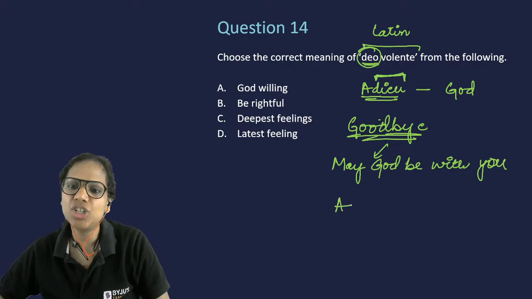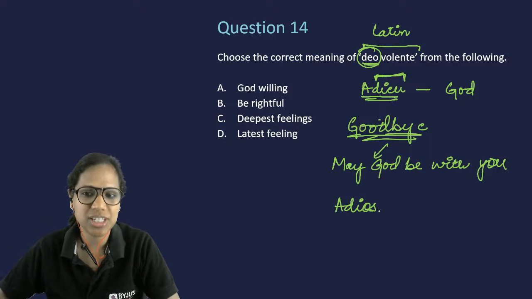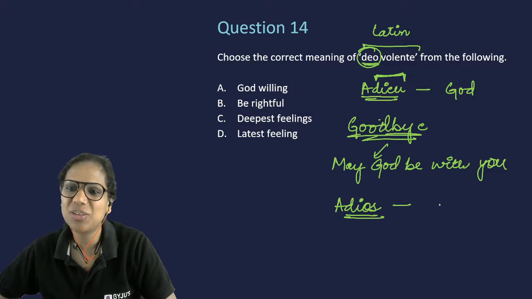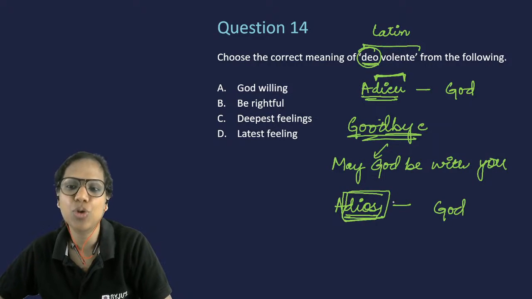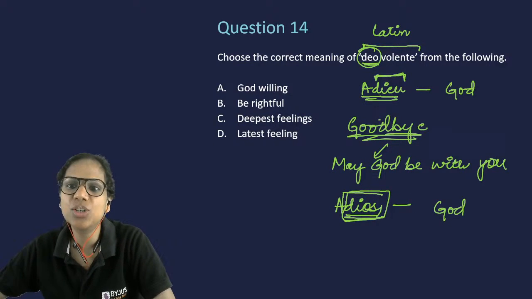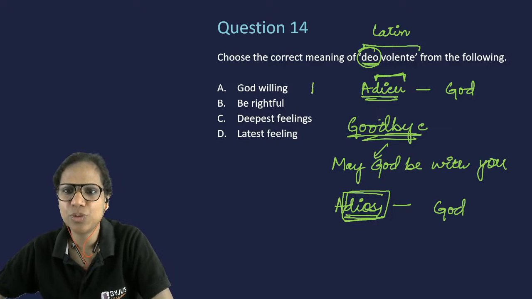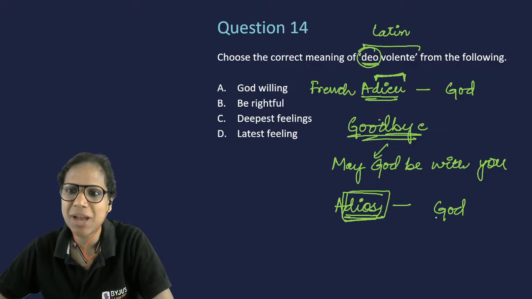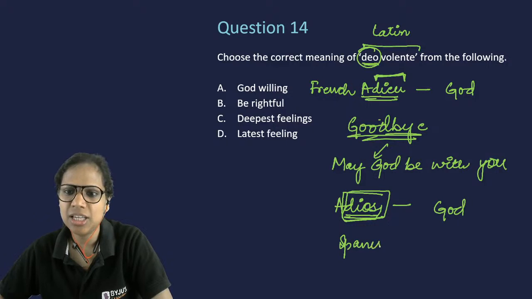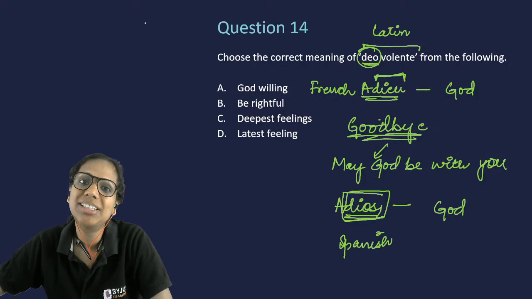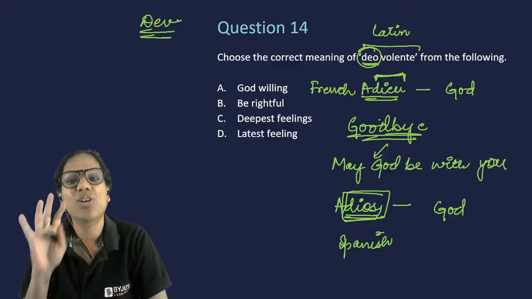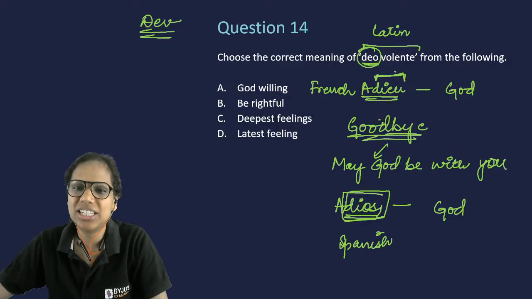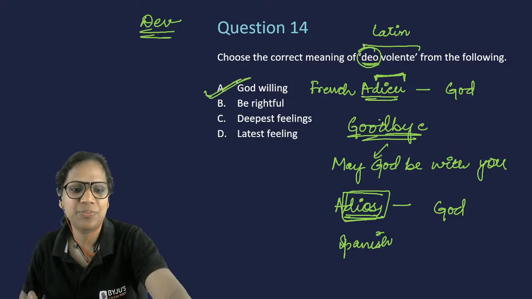Then in Spanish we say adios. Adios amigos. Right. This Dios there means God. When we say goodbye, we actually take the name of God in a way. So this Dios, Diu, Dio in different languages. So this is French, this is Spanish, that is Latin, and in Hindi also we have something called Dev. Yes, Dev wala jo idea hai. All these ideas mean God. So Deo volente means God willing.